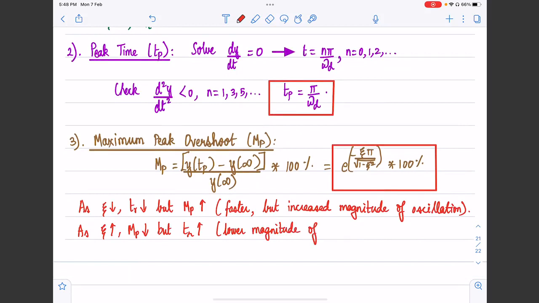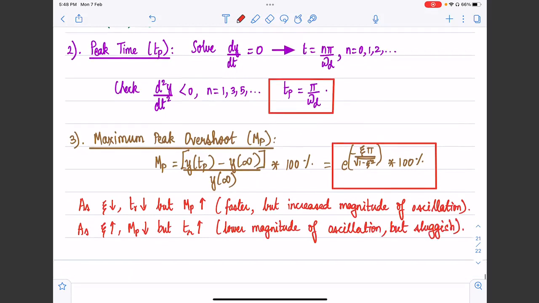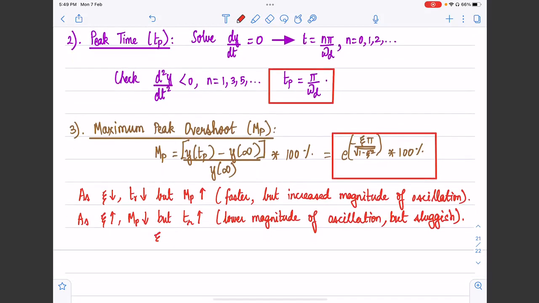Okay, we don't want too much oscillation, right? But then what is the trade-off? The system becomes sluggish, right? Why? Because the rise time increases, right? So that is the trade-off. So this is the reason why we tend to design, as a rule of thumb, and there is nothing set in stone, second order systems with damping ratio between 0.4 and 0.8, right? I hope that is clear.